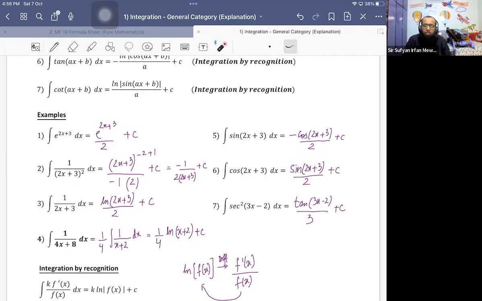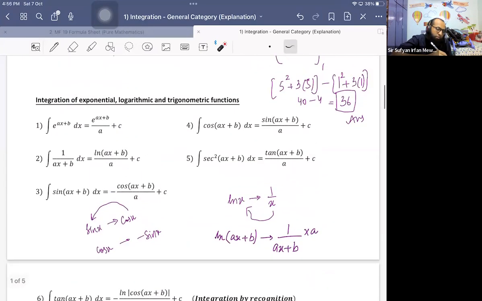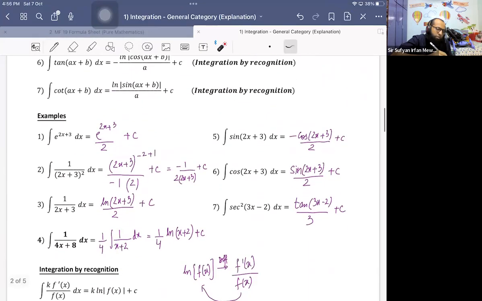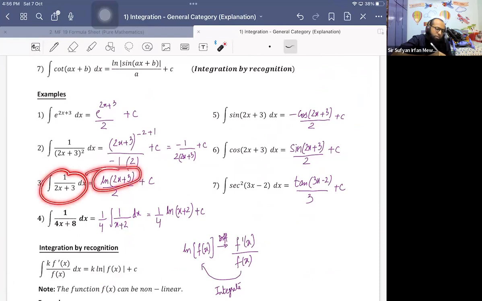So even if by mistake at times you shift the function from the denominator to the numerator and you realize that after adding 1 to the power it is becoming 0, then you have to revert back and see that there's something wrong, and then realize that this is the ln case and this will be converted to ln. So this is what I've done over here. 1 upon 2x plus 3, as per rule number 2: 1 upon ax plus b becomes ln of ax plus b upon a plus c. So 1 upon 2x plus 3 becomes ln of 2x plus 3, and the function is a linear function, so the differentiation of that will be divided. So ln of 2x plus 3 divided by 2 plus c.